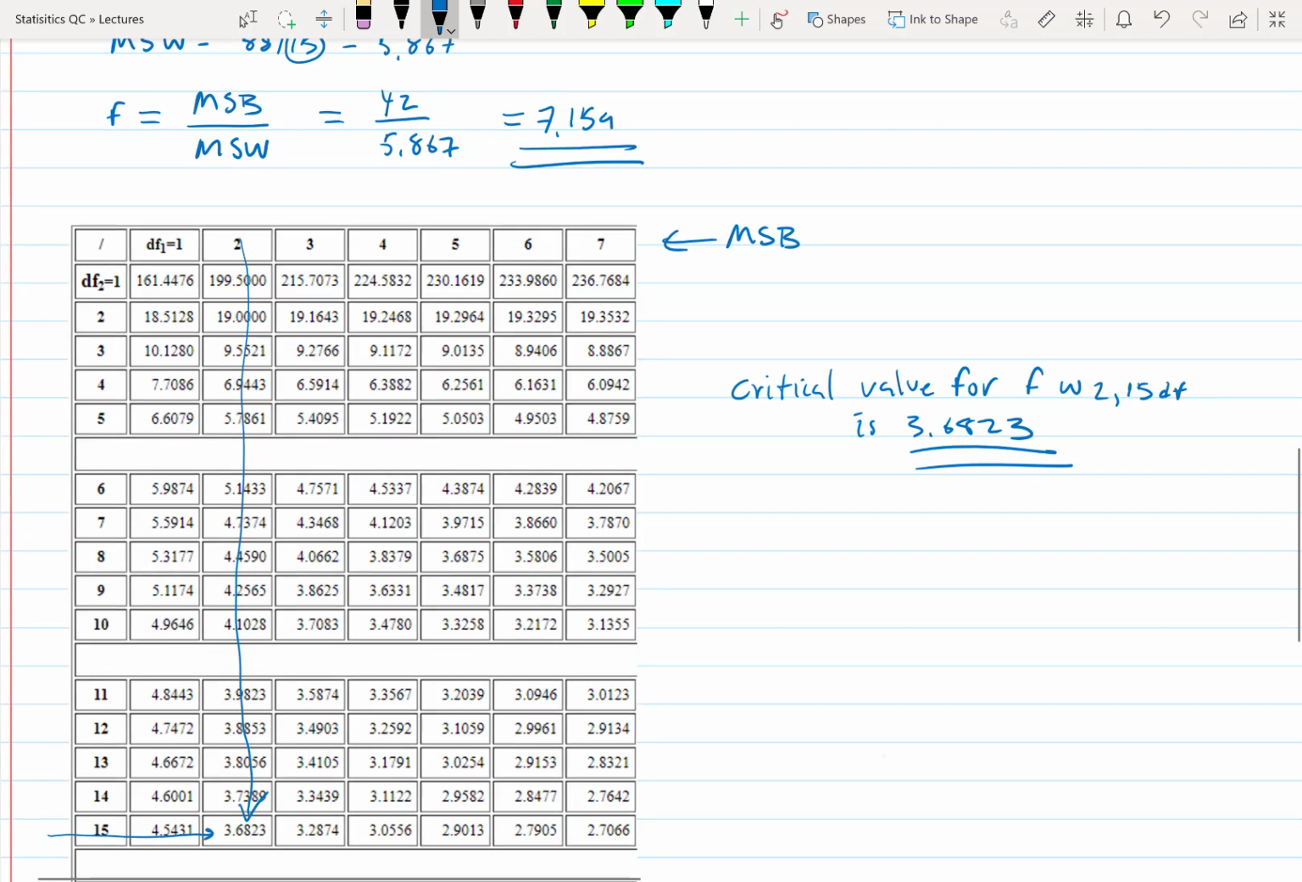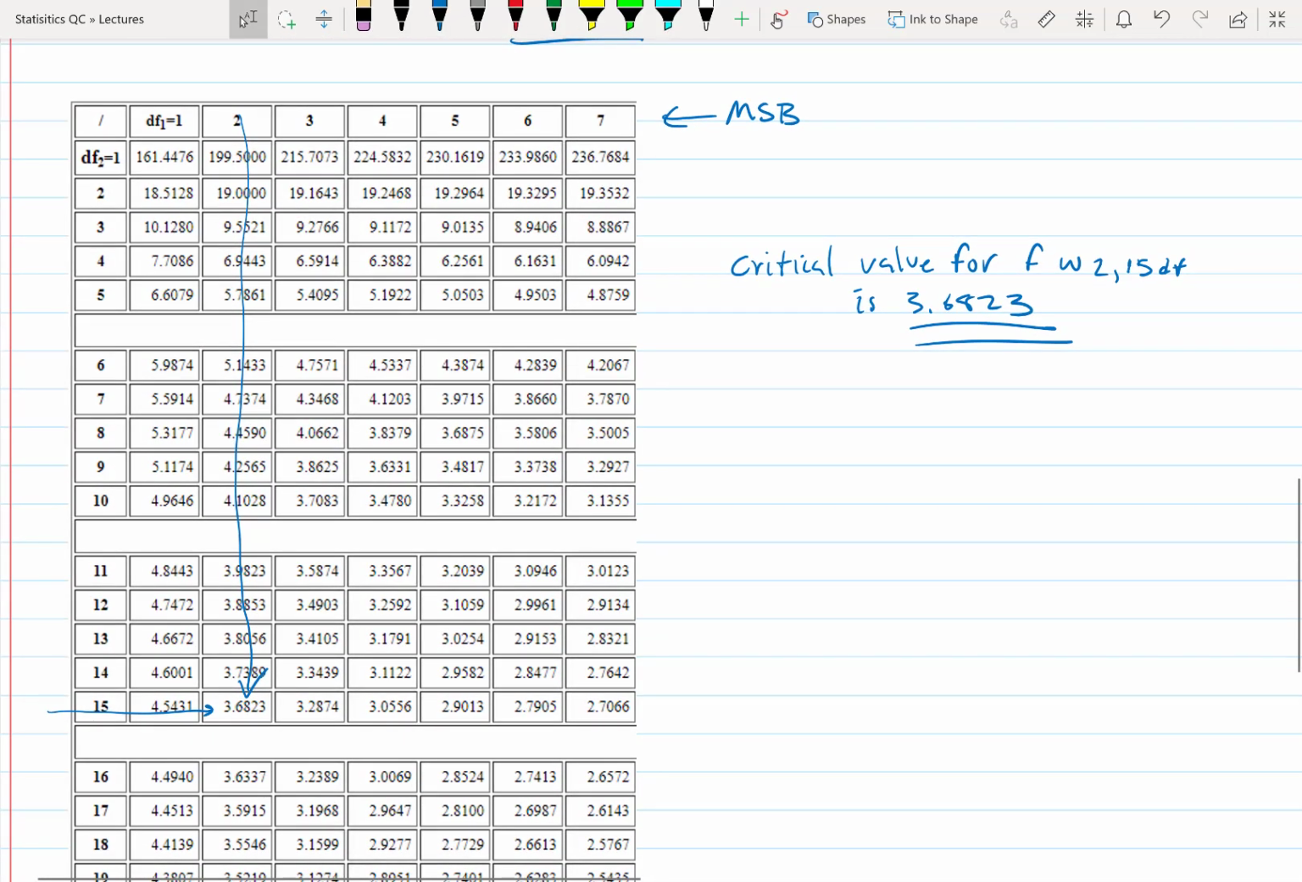It's worth pointing out that this critical value is for alpha equals 0.05. Because of the way these tables are set up, we need a different table for different alpha levels, but no worries there. I'm only going to be asking you for critical values where alpha equals 0.05, so the basic table will be the one that you can work with.